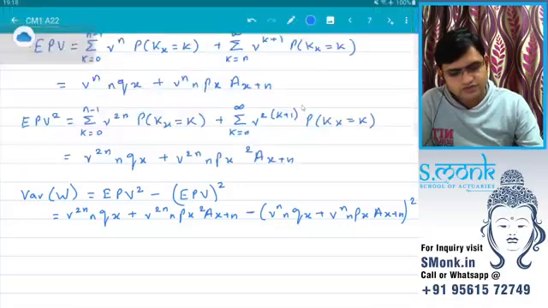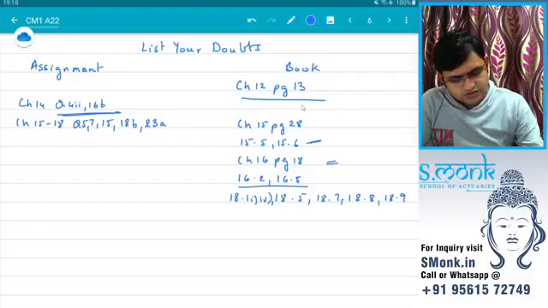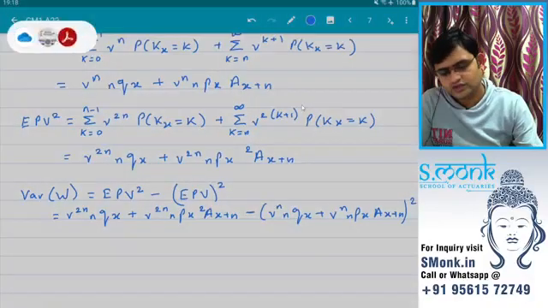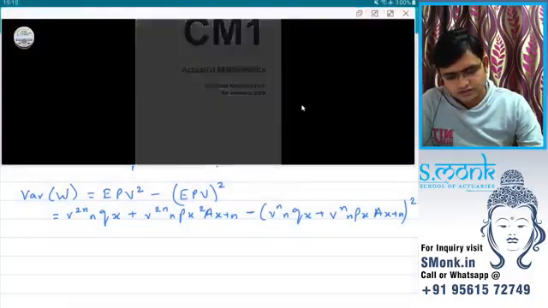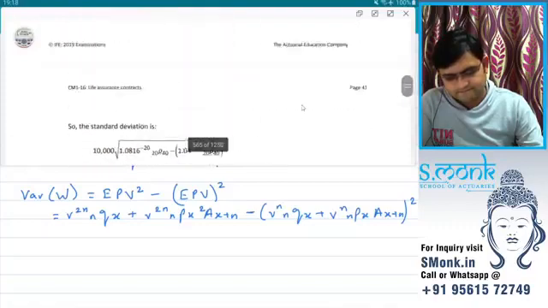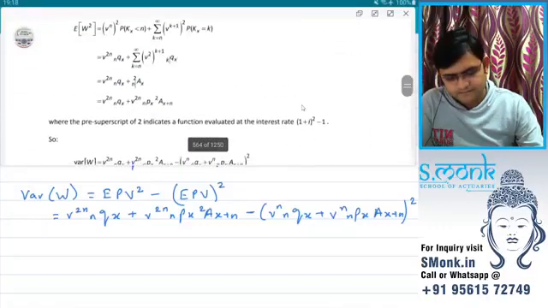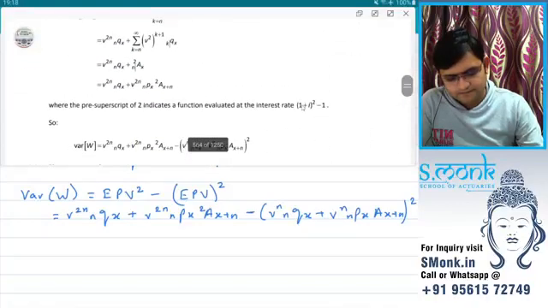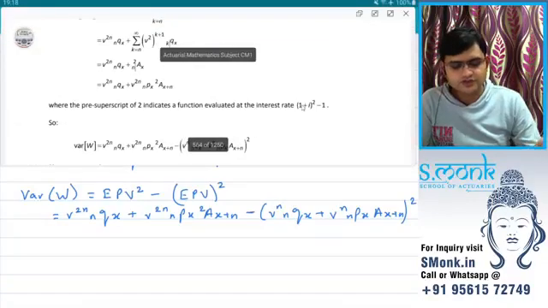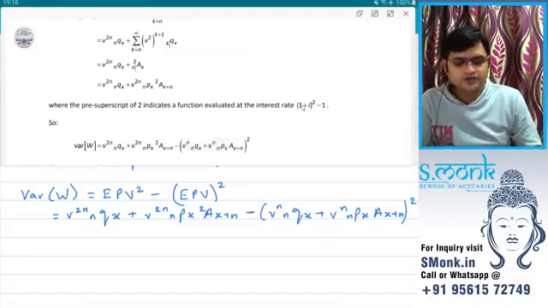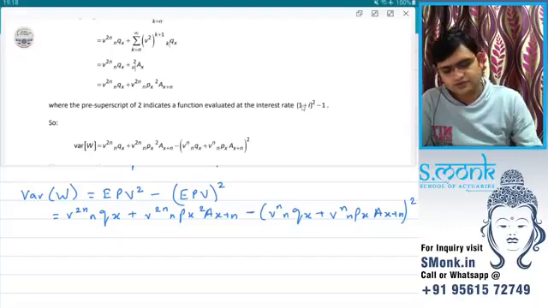Which question was this? This was 16.2, I think, right? Yep. They have also left it like this because most likely we are not going to get a good simplification. Okay.